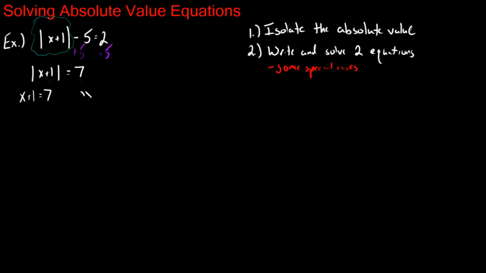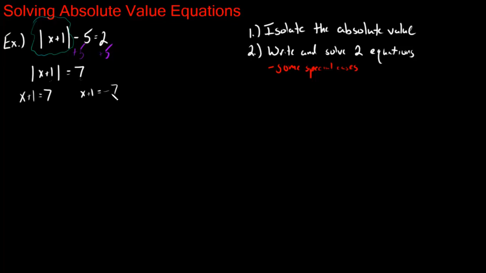Or the inside of the absolute value, x plus 1, well, it could also be negative 7. Because if the inside of this was negative 7, the absolute value of negative 7 is 7, and 7 equals 7, so that would work as well. So that's what I mean by write and solve two equations. Notice what was inside the absolute value did not change at all. It is still x plus 1 in both equations. All that happened is I set one equal to the positive 7, and I set a second one equal to negative 7. So I changed the sign in the second equation.